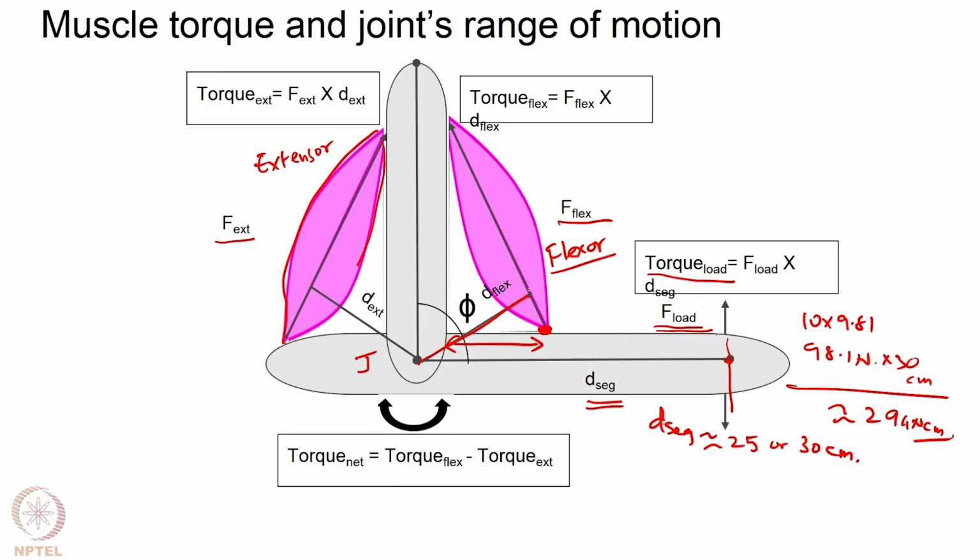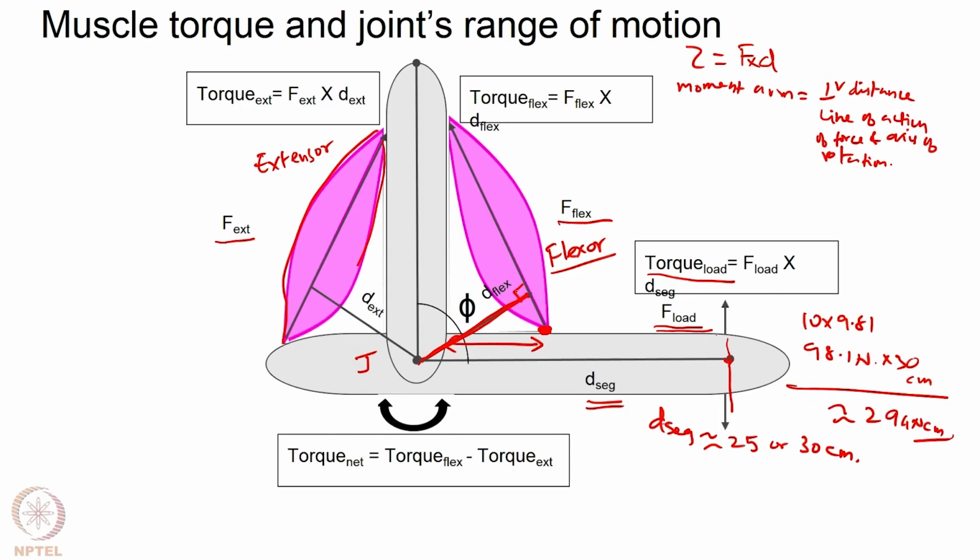What is the difference? Essentially the torque is the product of the force and the moment arm. What is the moment arm? The moment arm is the shortest perpendicular distance between the line of action of force and the axis of rotation. So, essentially this is what we care about.